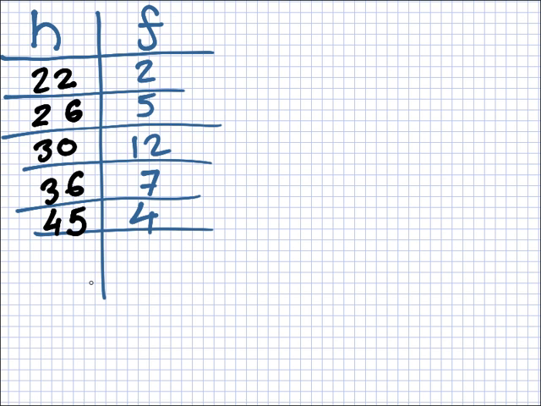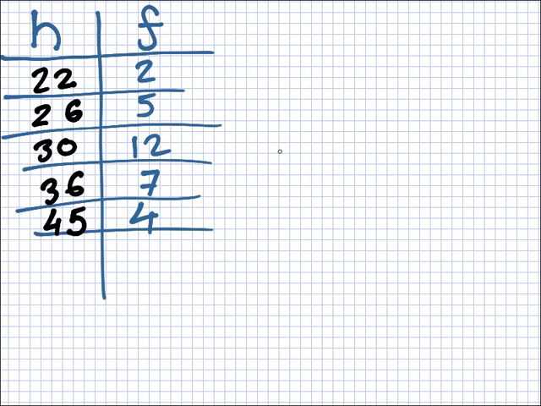Do we have an answer? The trick here is you have to replace all the intervals with a single point. So, roughly speaking, you have 2 heights of 22, 5 heights of 26, 12 heights of 30, 7 heights of 36, and 4 heights of 45.